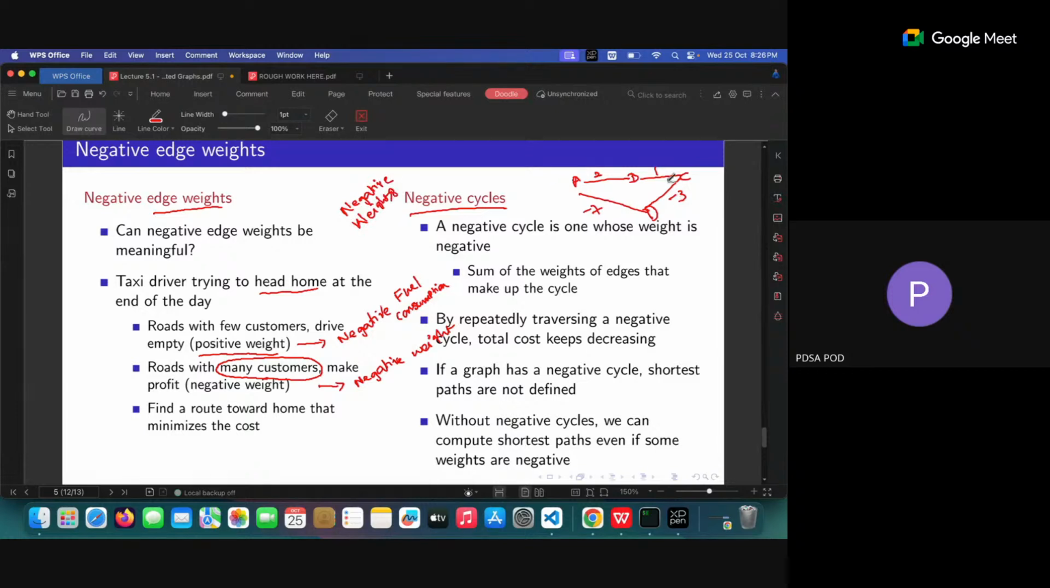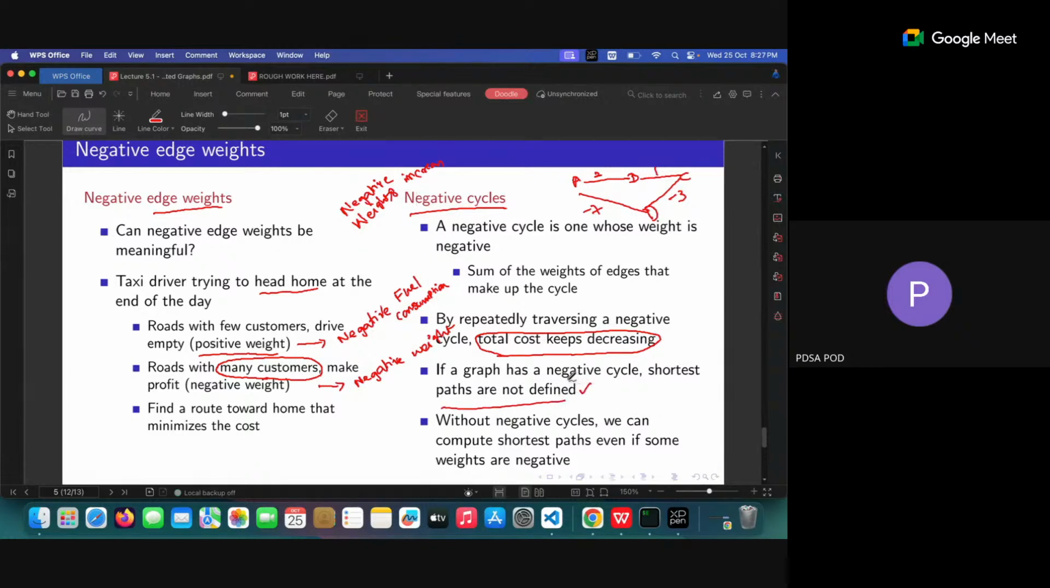Whatever cycle you go, A to B and B to C and D, again keep going, it is never reduced, and the negative weights keep on increasing. The sum of the weights of the edges that make up the cycle, by repeatedly traversing a negative cycle, the total cost keeps decreasing. So that means simply the negative cost is increasing. Keep on repeating the same cycle, the negative keeps increasing, so definitely your total cost is going to decrease. So if a graph has a negative cycle, the shortest path is not defined.